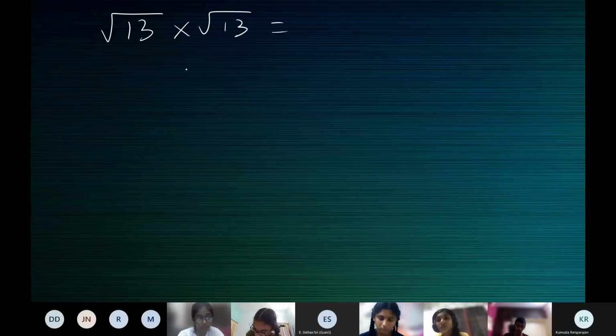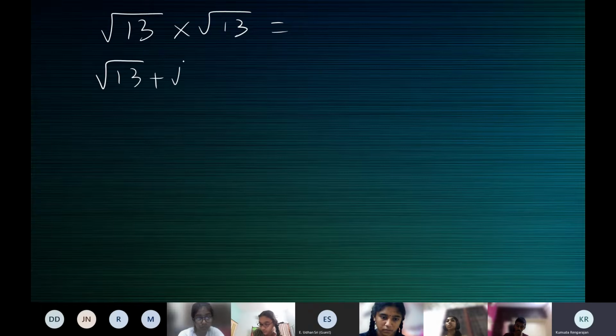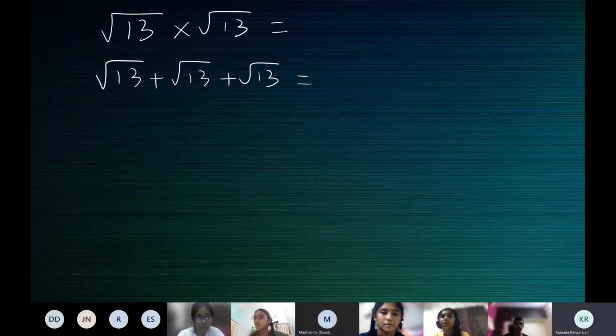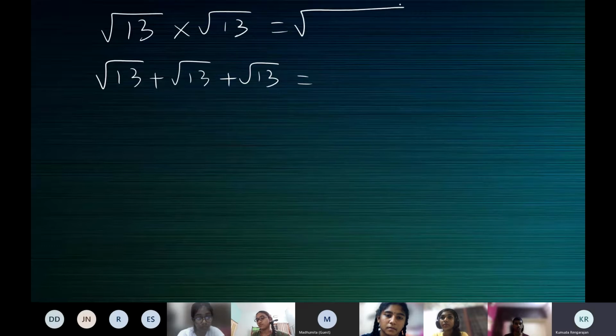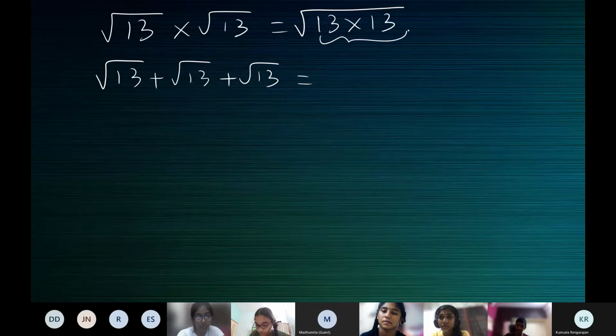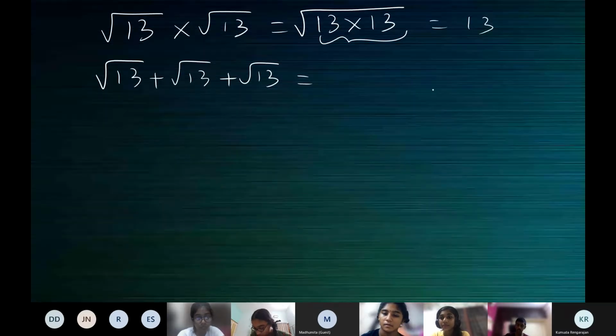Let's repeat this till all of us understand. What is root 13 into root 13? And what is root 13 plus root 13 plus root 13? Ma'am, root 13 into root 13 is 13. Root 13 into root 13, 13 comes out and 13 is the answer. Correct? Yes, ma'am.